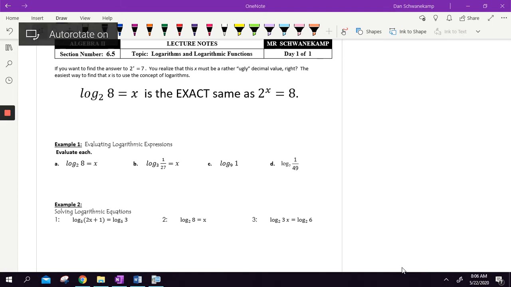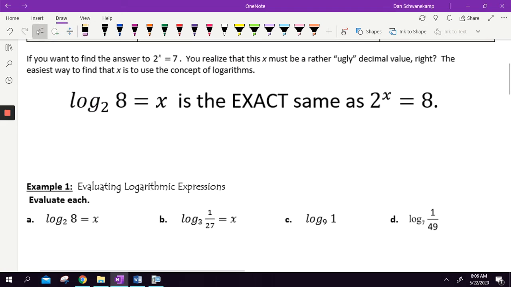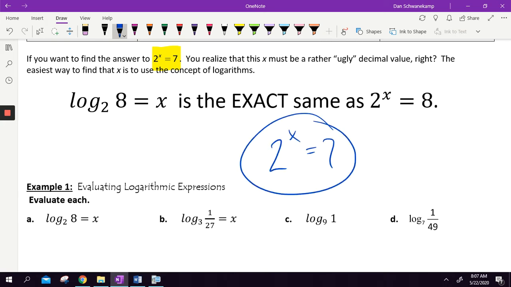I brought this one up earlier, but it says if you want to find the answer to 2 to some power is equal to 7. Again, I like to think of this as the theme of the chapter. 2 to what power gets me 7? This is a main concept. That looks so easy to solve, but right now we do not have the math skills to solve it.